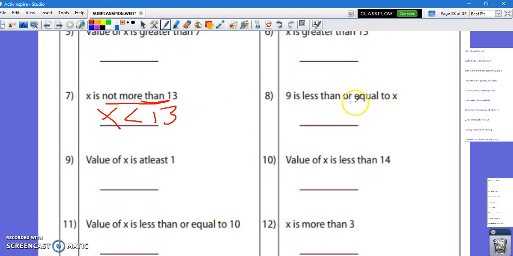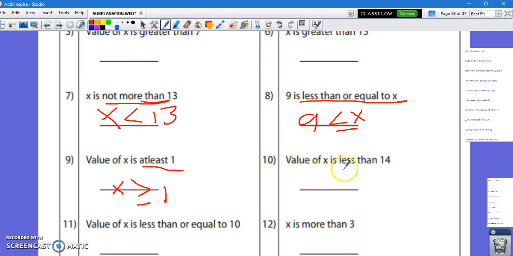9 is less than or equal to x. Value of x is at least 1. At least means there's more possibilities. If there's more possibilities, it's greater than or equal to. So it'll look like that. Let me write that one neater for you. So what you have is x is greater than or equal to 1. Because at least means there's more than one possibility.